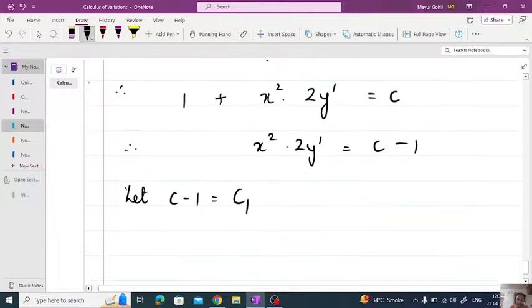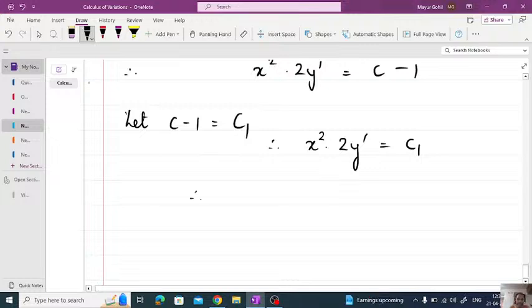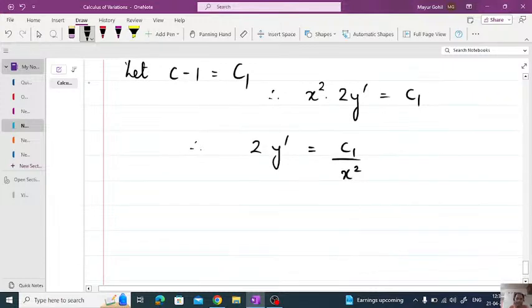So therefore I'll have here x square into 2y dash equals c1. Now what happens to this equation? Let us see. Here 2 into y dash equals c1 upon x square. Followed this much? So what happens to this part next? Let us see. Here the next part will become y dash. I can now write y dash as a derivative.